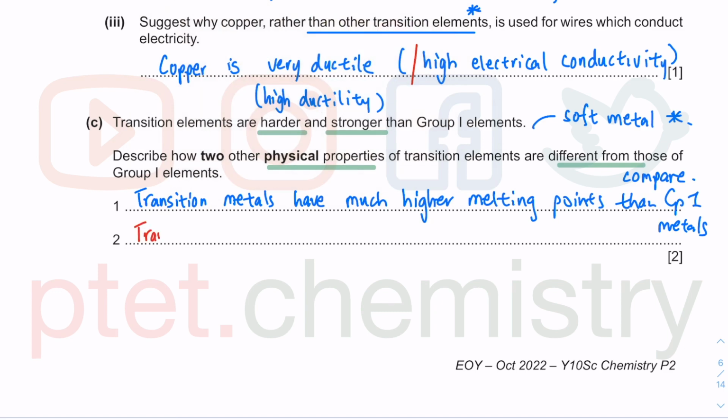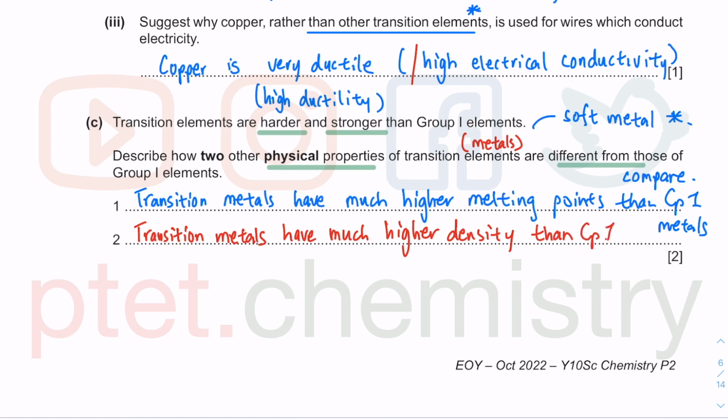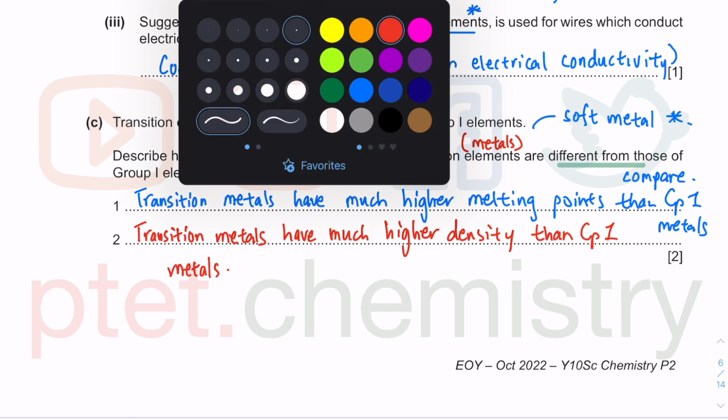What else can I say? Transition metals or transition elements, they mean the exact same thing, because the transition elements are basically all metals. So the transition metals, other than harder and stronger, have much higher density, whereas group 1 metals have very low density. Some of them float on water, like lithium, potassium, and sodium. So much higher density than group 1 metals there. And that's it really for that 2 marks question.